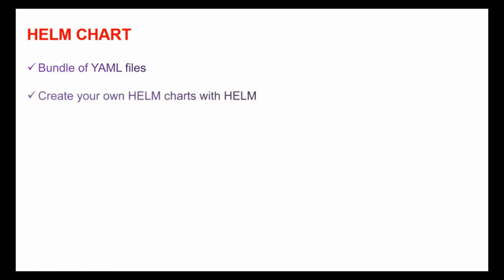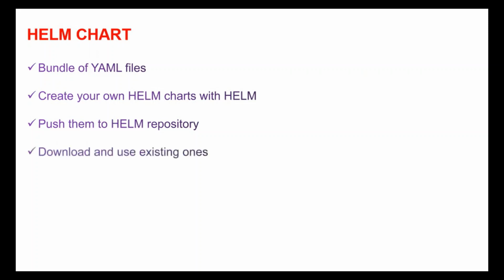So we can also create our own Helm charts with Helm. So Helm has its default Helm repository. We can also customize it and we can create our own Helm charts. And we can push them to the Helm repository, download and use the existing ones as well. And that is what we are going to do. Whatever Helm chart is already available for Prometheus and Grafana, we are going to install that.